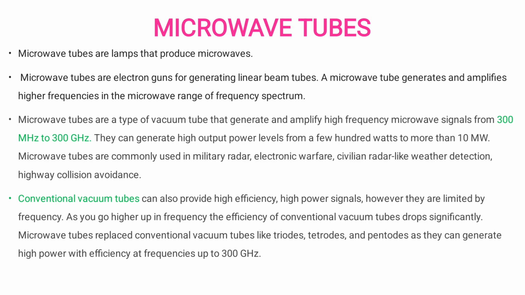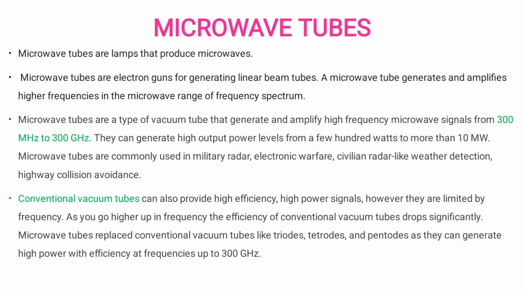Before that, why microwaves? Microwave tubes are a type of vacuum tube that generate and also amplify higher frequency microwave signals from 300 megahertz to 300 gigahertz, and they also generate higher output power levels from a few hundred watts to more than 10 megawatts. They are used commonly in military applications, electronic warfare applications and civilian radar like weather detection and highway collision avoidance too. So compared to the conventional vacuum tubes, what are the advantages of microwave tubes? This is the second question.